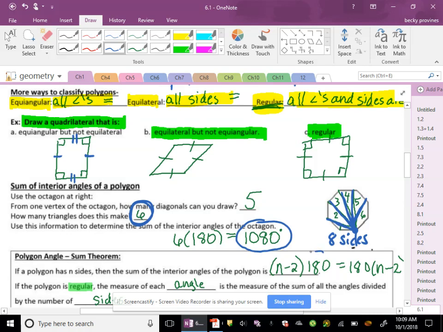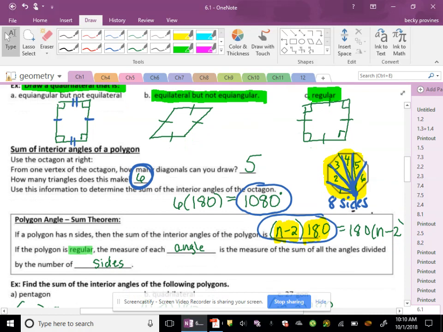So if you look down here at this equation, I'm taking the number of sides, which is n, I'm subtracting 2, and then I'm timesing it by 180. Now this is going to work every single time. You just take, again, the number of sides, subtract 2, times 180. It keeps you from having to draw the picture out and draw the diagonals, and it's a really good time saver. And we're going to practice this in just a moment.